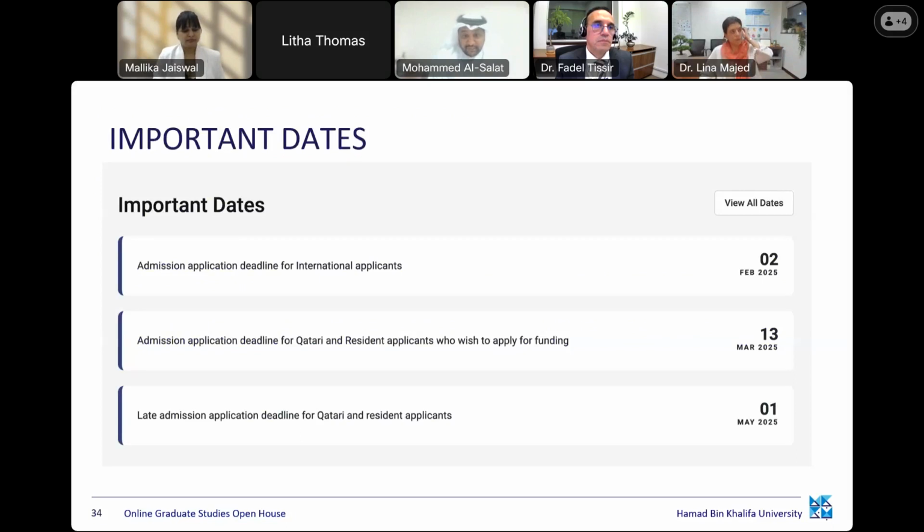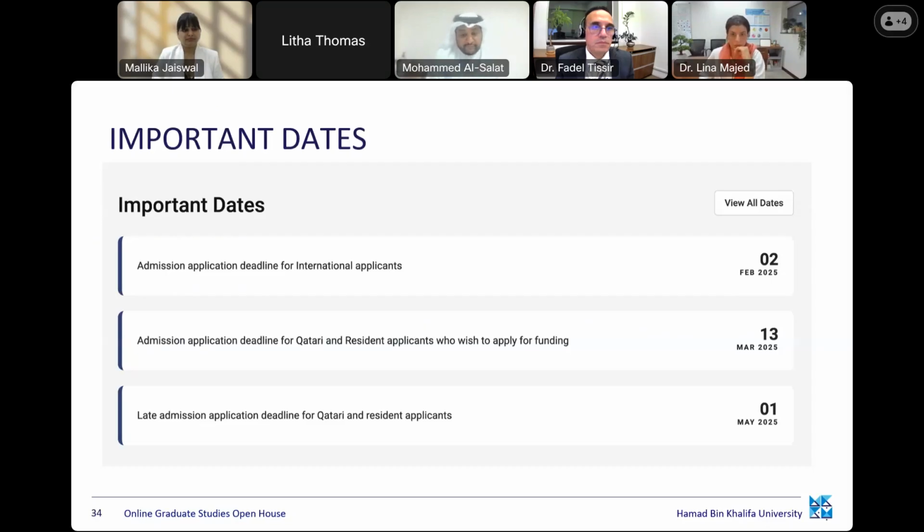So the deadlines for the applications. The admission application deadline for international students is 2nd of Feb of next year. The admission application deadline for Qatari and residents who wish to apply for funding is on the 13th of March. So you have to apply before that.